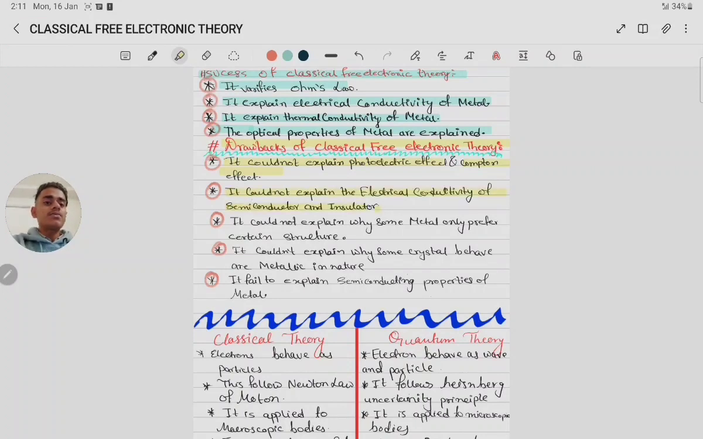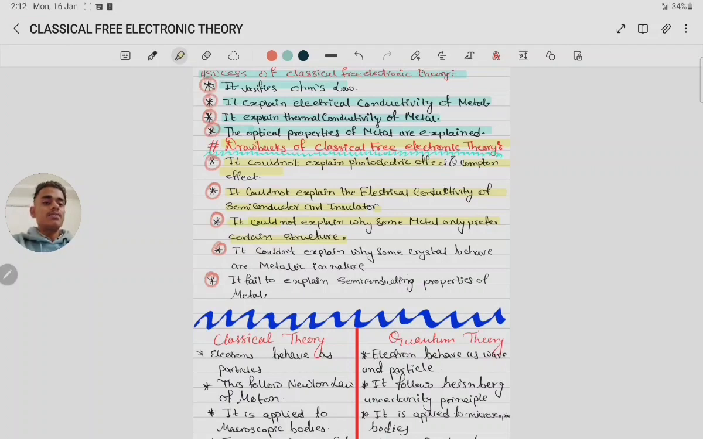Okay, now we are going to ask the third point. It could not explain why some metal only prefers certain structure. It is unable to explain why some metal only prefers certain structure, like Fe, iron. It only prefers the certain structure, because many metals prefer many structures, but some metals could only prefer a certain structure. So it could not explain why some metal only prefers certain structure.